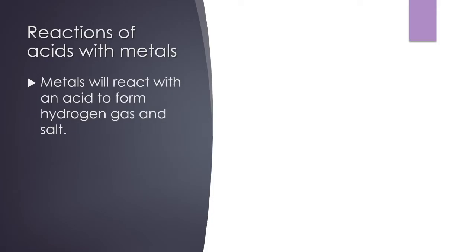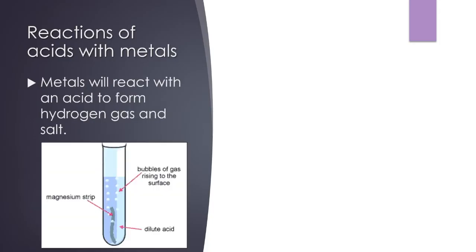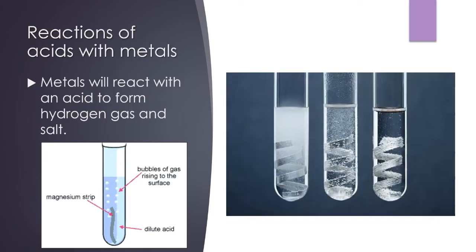So, when metals react with acid, it forms hydrogen gas and salt. As you can see in the diagram below, if we were to place a piece of magnesium in acid, the bubbles that will rise to the top of the surface will be hydrogen gas. The reason why hydrogen gas will rise is because it is less dense than air. So it rises to the top, and at the top of the solution, the hydrogen gas will be released.